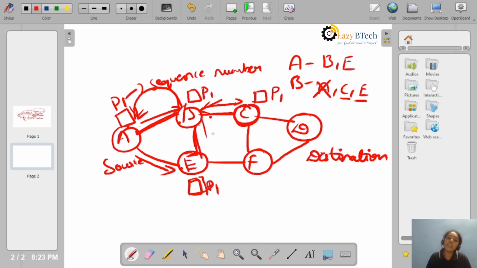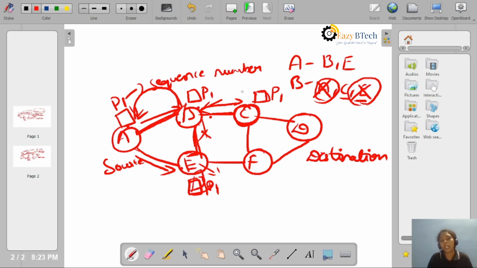Whenever a data packet goes to E, it checks whether that particular data packet is already there or not. It receives a data packet from A, so it ignores the B data packet. So we ignore A and E here, and we have a data packet at C and E, right?